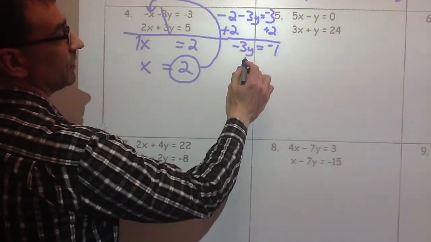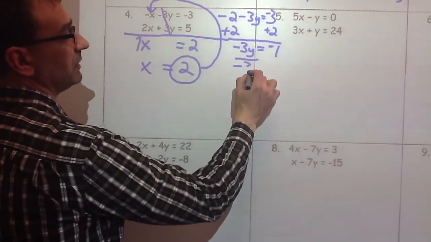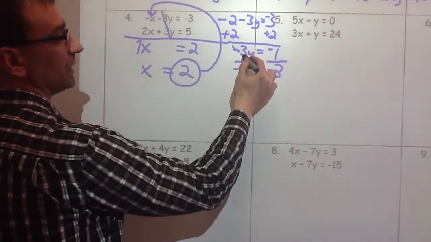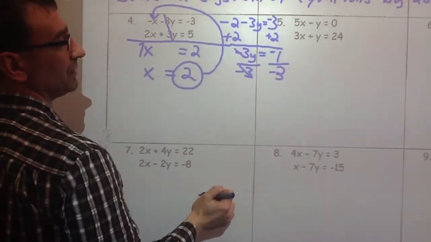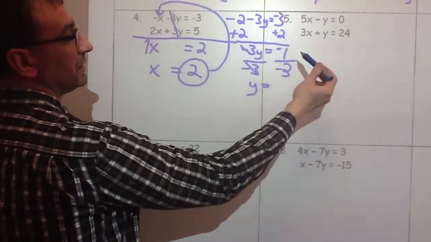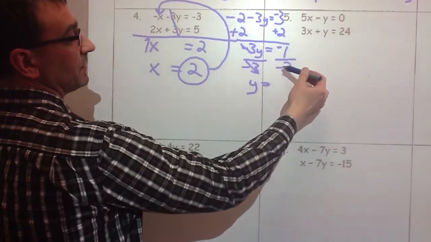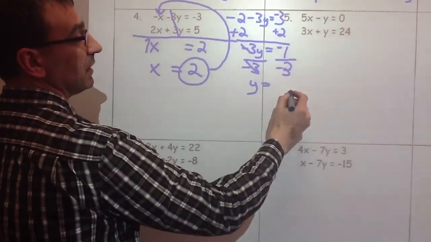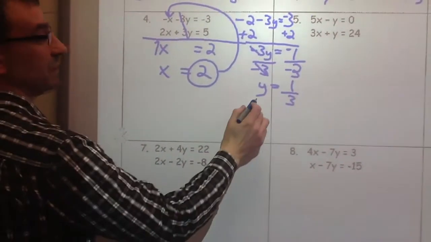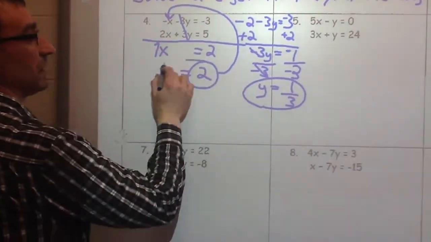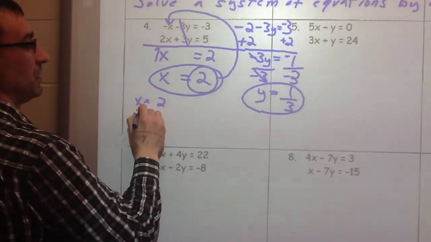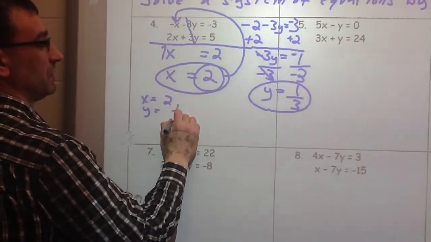We still need to solve for y, so we're going to divide by negative 3. Do it to both sides. And so negative 3 divided by negative 3 is 1. So we just have 1y equals, on the right side, a negative divided by a negative is positive, and so we have a positive 1/3. And so this is our answer, where x equals 2 and y equals 1/3.